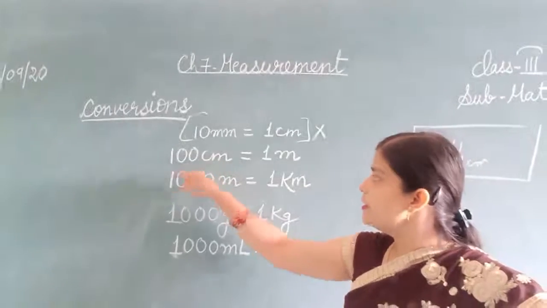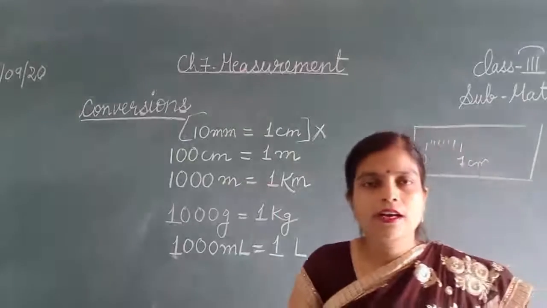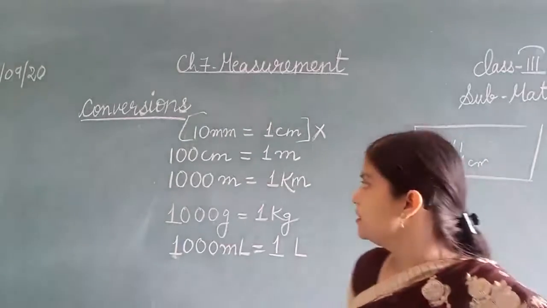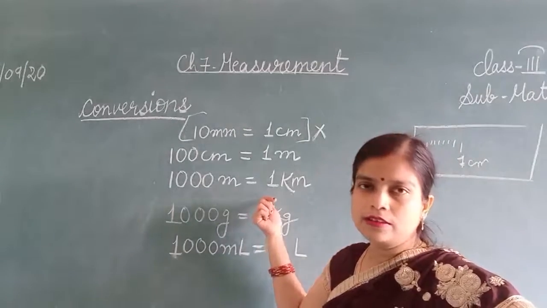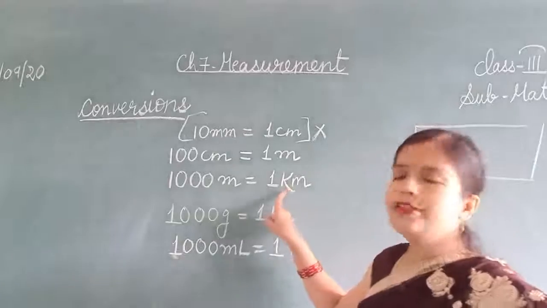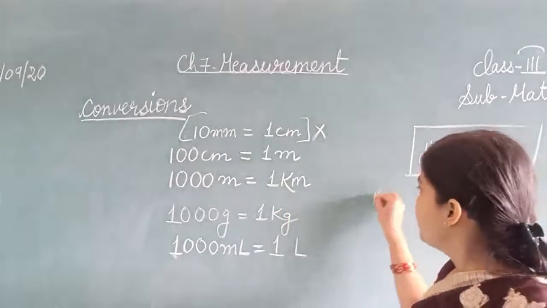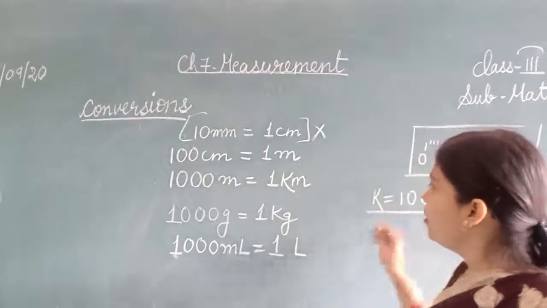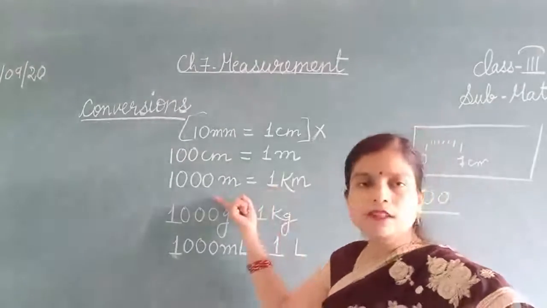Then 100 centimeter is equal to 1 meter. Then 1000 meter is equal to 1 kilometer. Okay? K stands for 1000. All the time, K stands for 1000. So here it is kilometer, so it is 1000 meter.